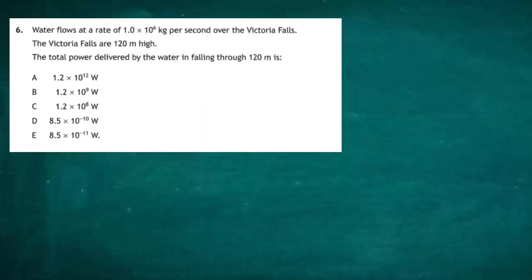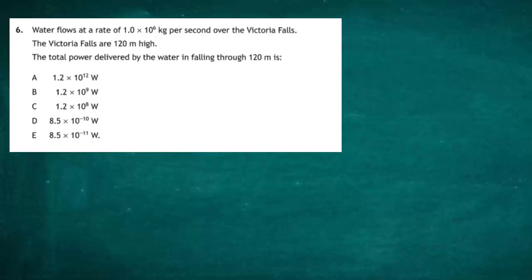Question 6 from paper 1 of the 2022 Higher Physics examination of the SQA. Water falls at a rate of 1 times 10 to the power 6 kilograms per second over the Victoria Falls. The Victoria Falls are 120 metres high, and you have to find the total power delivered by the water in falling through 120 metres. And I've given you 5 responses.